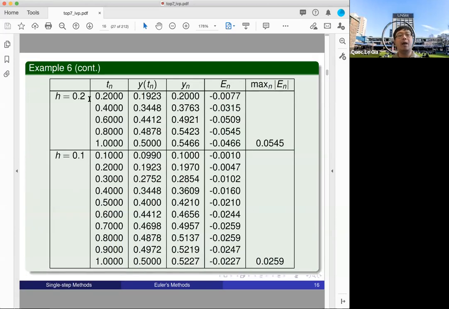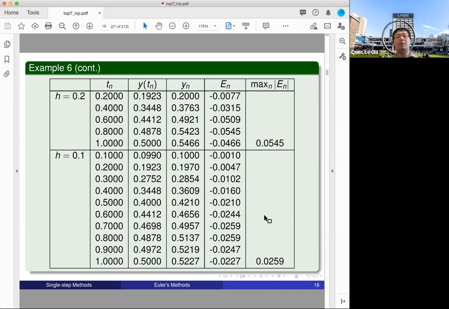And now I do the same, but I reduce the step size. So you see the same ideas in the project here. In the project, you have to reduce the step size and measure the errors. And you take the maximum over the interval, and it's 0.0545. You reduce the step size by half, so now it becomes 0.1, and you compute the errors as well. The error is not always biggest at the final point, right? Because look at this one, 0.0259 is about 0.7.